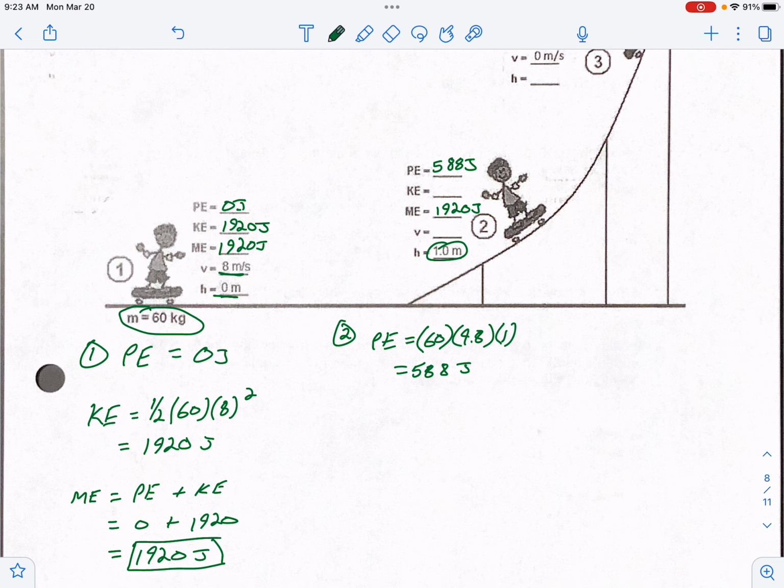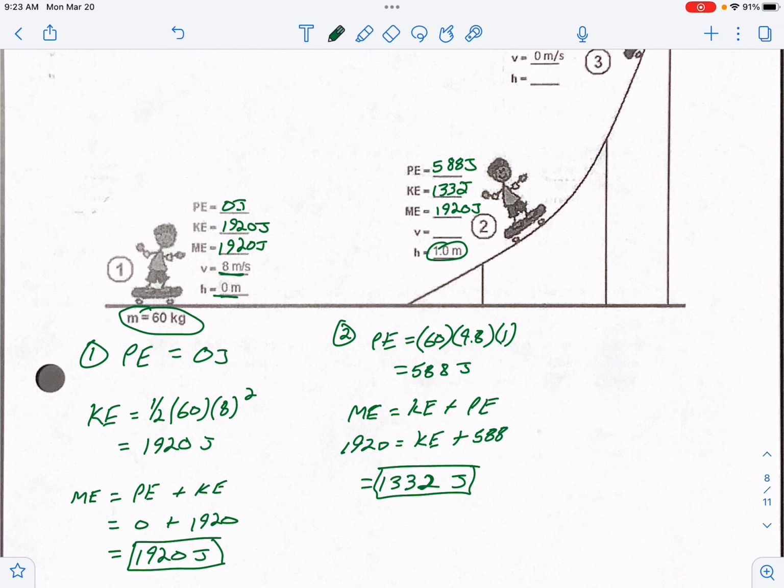Okay, let's move on to the next one. So I can find my kinetic now. Even though I don't have a velocity, I can find it because, remember, mechanical energy equals kinetic energy plus potential energy. So I'm going to set that 1920 equal to kinetic, which I don't know, plus 588. So subtract 588 from both sides, and I'm going to get 1,332 joules. Okay, so now I know my kinetic energy, so 1,332 joules.